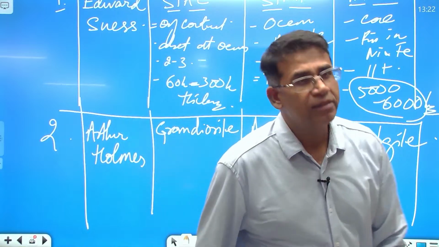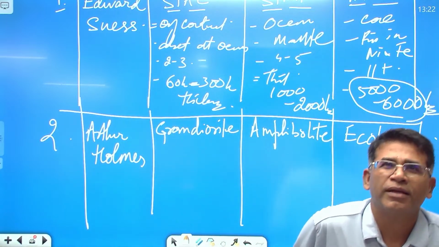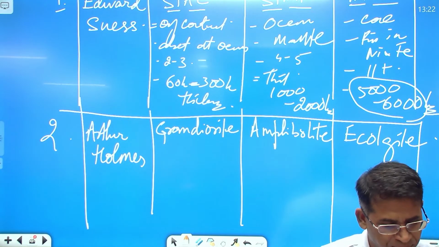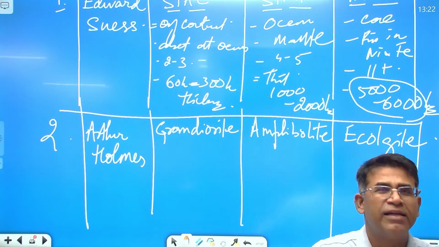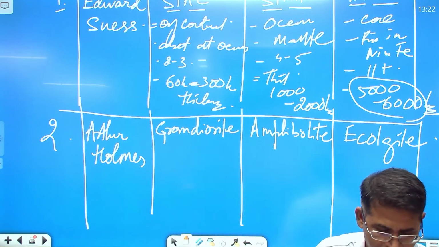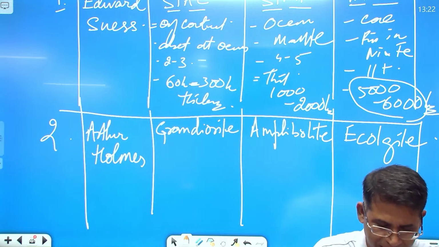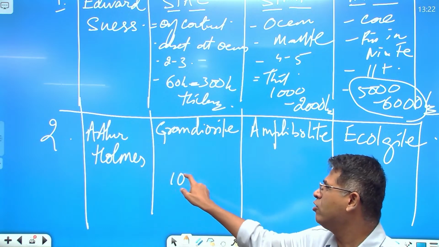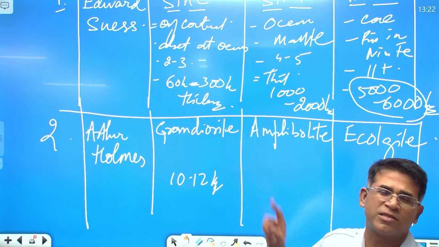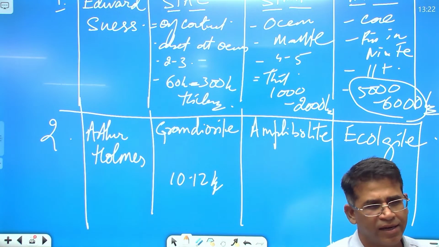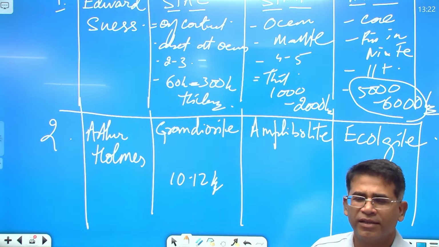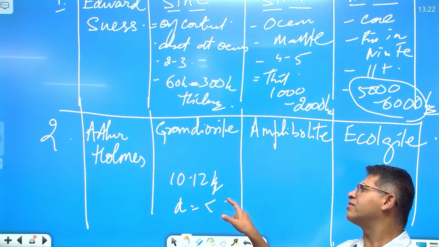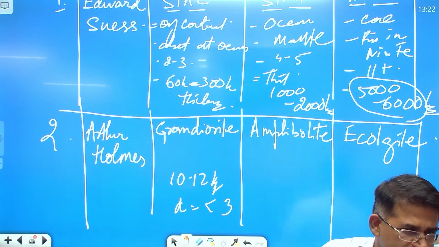Write down the details first. Granodiorite, amphibolite, and eclogite layer. The granodiorite, the outermost layer, is the lightest, approximately 10 to 12 kilometers thick, and the density is less than 3.